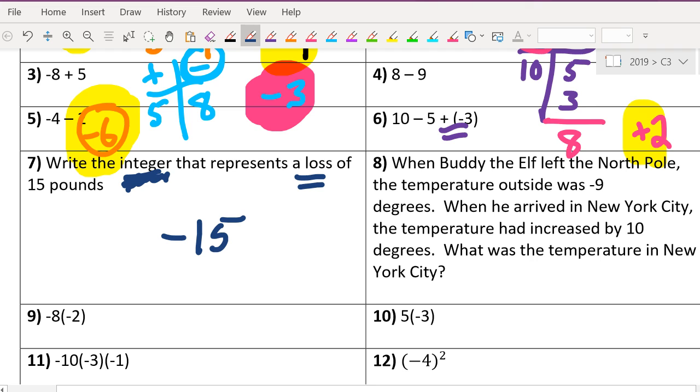When Buddy the Elf left the North Pole, the temperature outside was -9. When he arrived in New York City, it had increased by 10. So what is the temperature in New York City now? So we could use a number line, but a number line is the same thing as what?